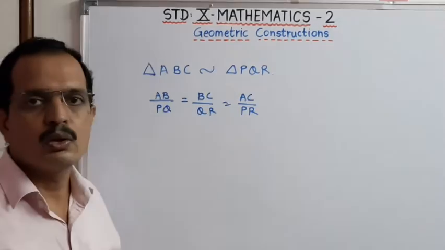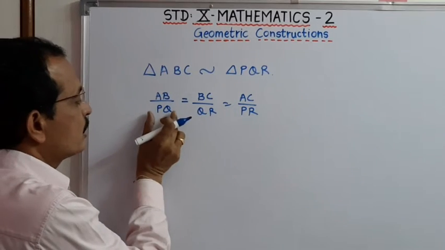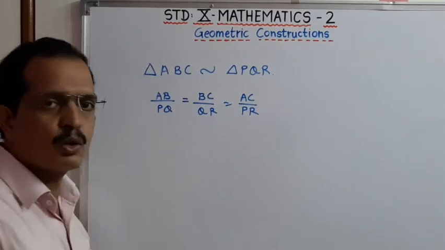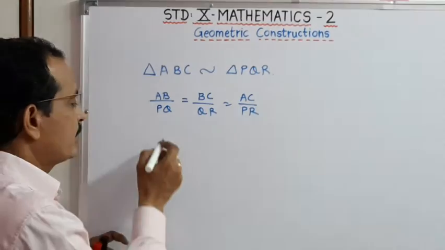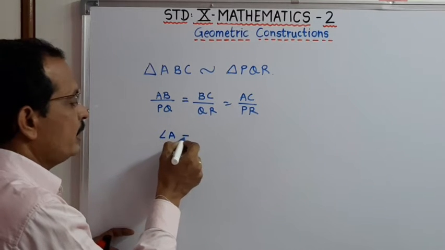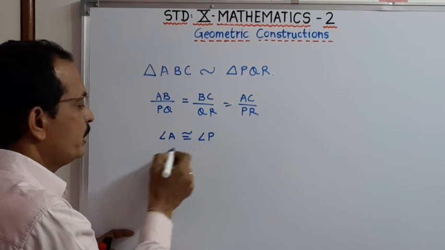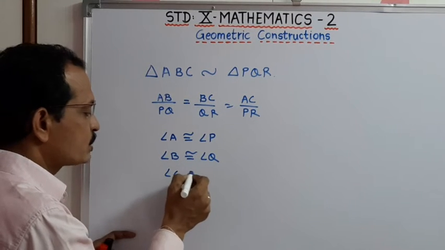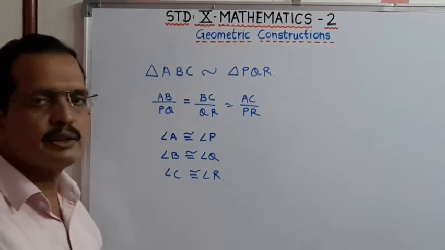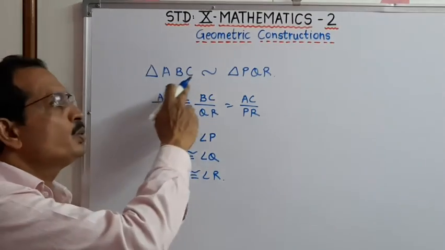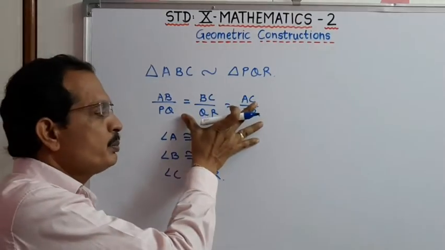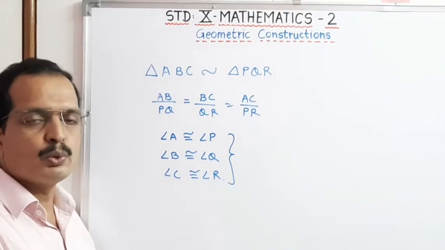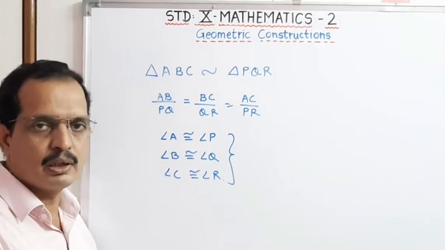Now dear students, all of you know that when two triangles are similar, sides are in proportion. That means the ratio of corresponding sides is a constant. The second thing is that the angles are congruent. Angle A is congruent with corresponding angle P, angle B is congruent with corresponding angle Q, and angle C is congruent with angle R. Like this, these two properties are there. When two triangles are similar, sides are in proportion and angles are congruent. These two properties we have to use for the construction of a similar triangle.